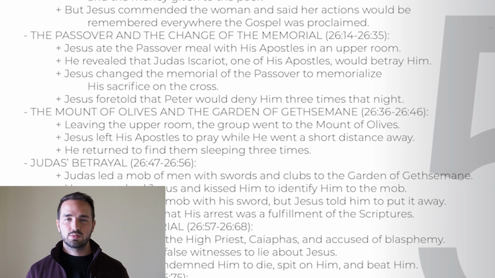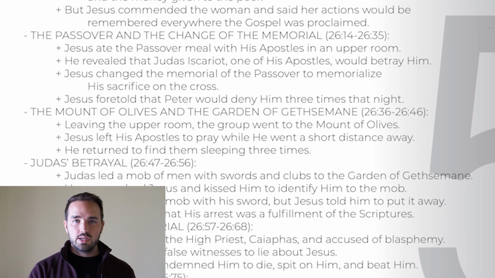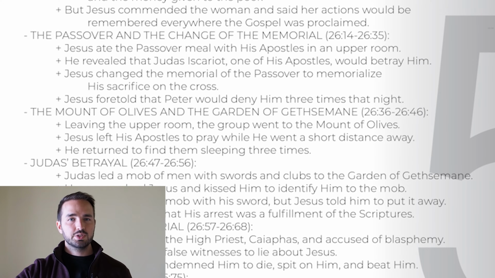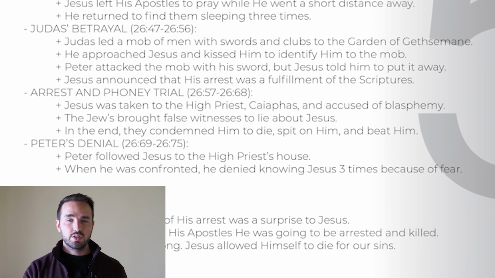We have the events of the Mount of Olives and the Garden of Gethsemane in verses 36 through 46. Leaving the upper room with his apostles, Jesus went to the Mount of Olives. Jesus then left his apostles and went a little ways away to pray by himself. He told his apostles to watch and pray, but they fell asleep, and 3 times he found them asleep. Now, one of his apostles wasn't there, and we find out the reason in verses 47 through 56.